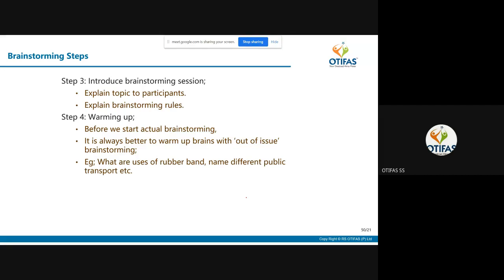Did we conduct the brainstorming warming up session with you anytime? Not yet. Okay, then you tell one by one. What are the uses of a rubber band? Who can tell first? To tie up things together. Yes, that is one point. Somebody else?